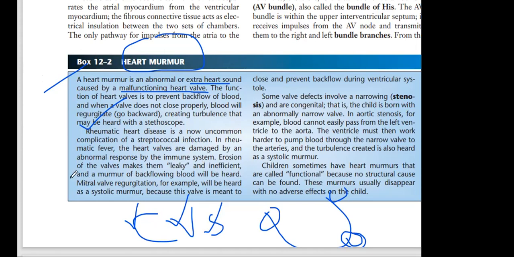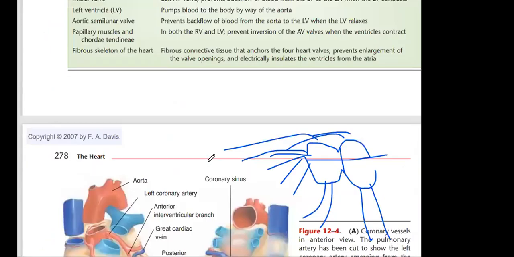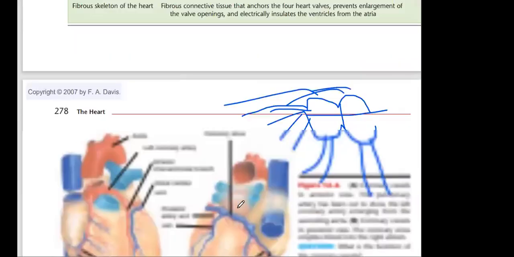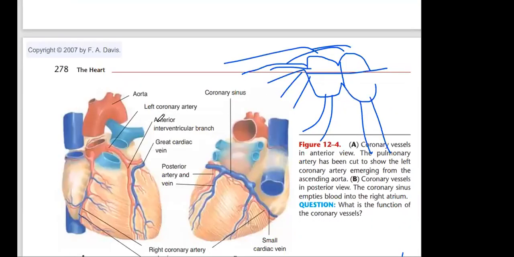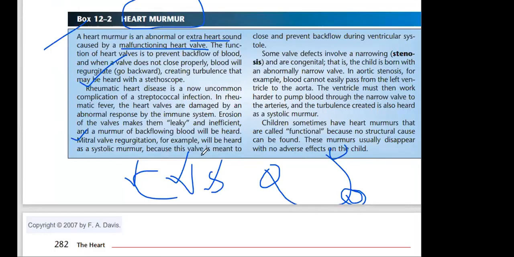So we will see mitral valve regurgitation. Mitral valve means the bicuspid valve. You can see it here. This is the mitral valve, also called the bicuspid valve, as distinct from the tricuspid valve. If it is unable to open or has some disturbance, the term we use is mitral regurgitation. For example, there will be a systolic murmur here.